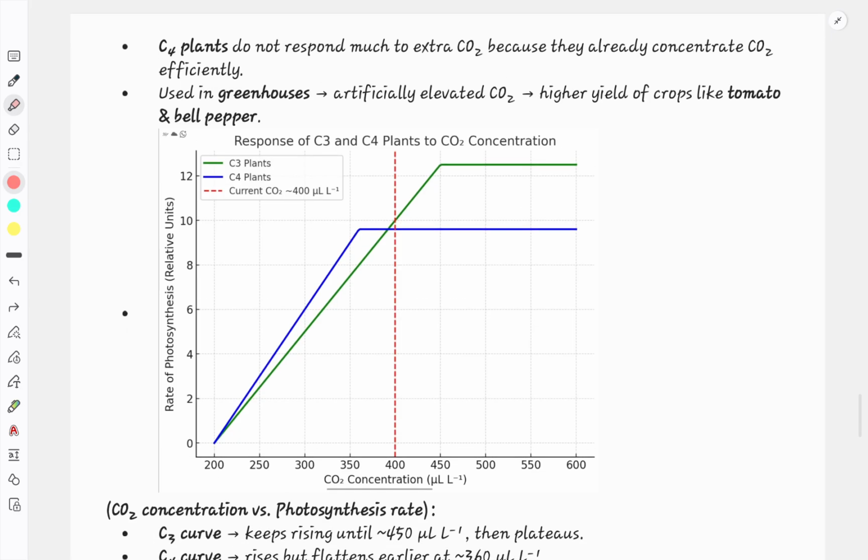As you can see in the graph, C3 plants are in the green line and C4 plants in the blue line. You can see the saturation point for the C4 plant is below 400, nearly 360, and the saturation point for C3 plants is about 450.